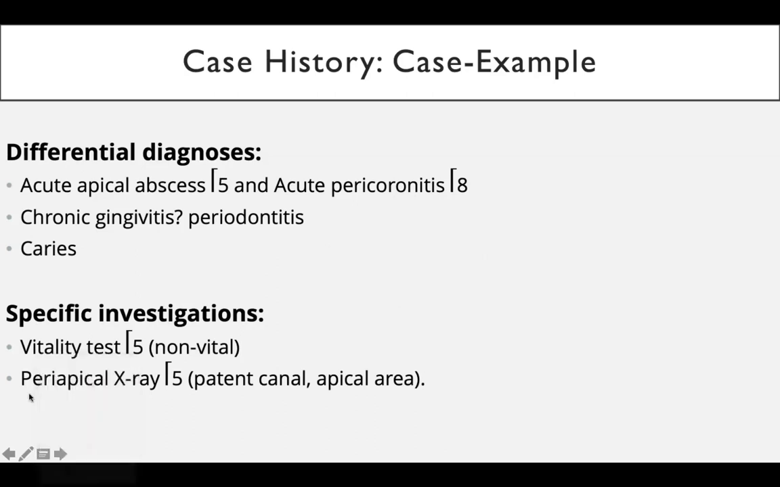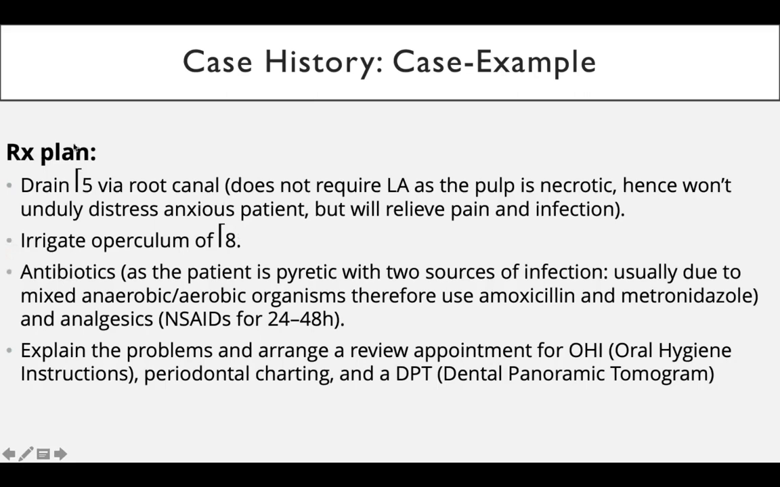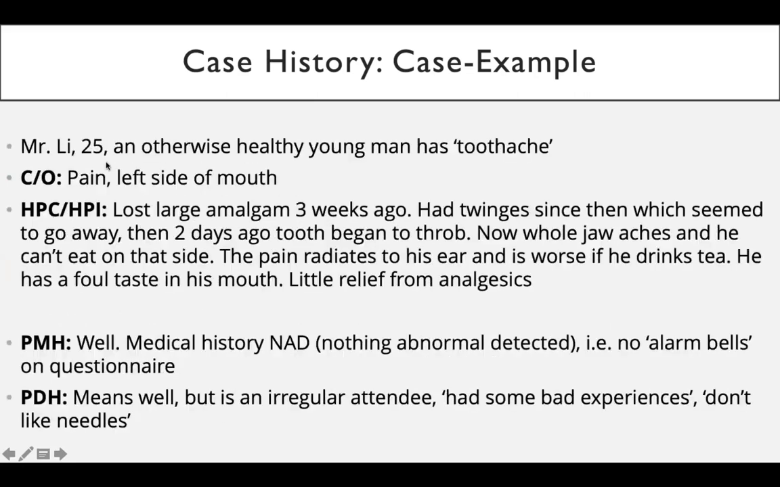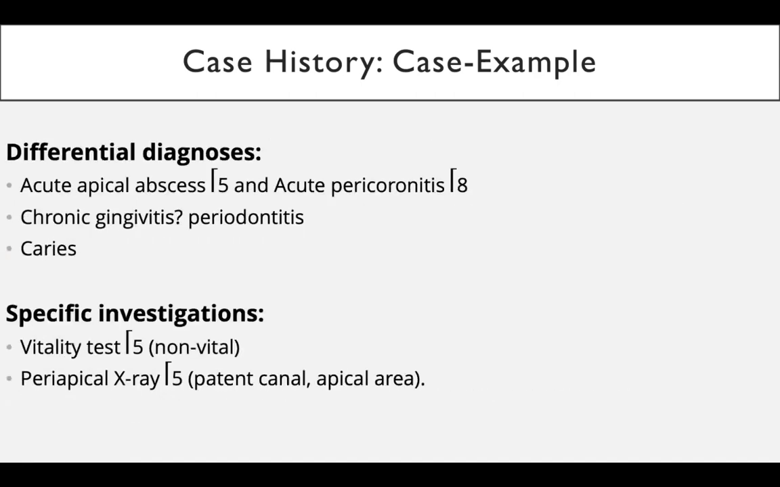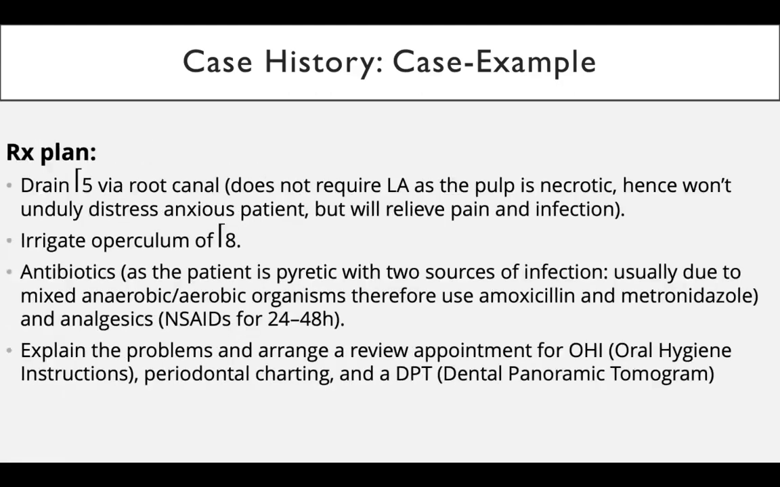And then a periapical x-ray for the 5th also, to know the patency of the canal and the apical area. If the canal is patent and the apical area is still intact, then we can go for the root canal therapy, RCT. So the recipe or treatment plan. So here what we did is subjective investigation and then objective investigation, and then made some assessment and then treatment.